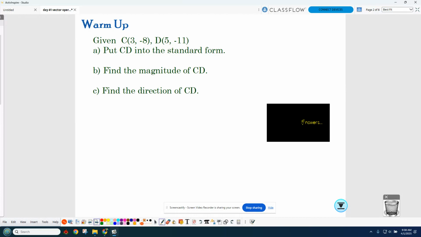So these are the three things you should be able to do from last week. Given those two coordinates, can you find vector CD in standard form, and I will ask someone what that means. Find the magnitude of CD, and remember, sometimes the textbook puts double bars on it, sometimes it's single bars. And how to find the direction of CD, which is finding an angle from that zero position.